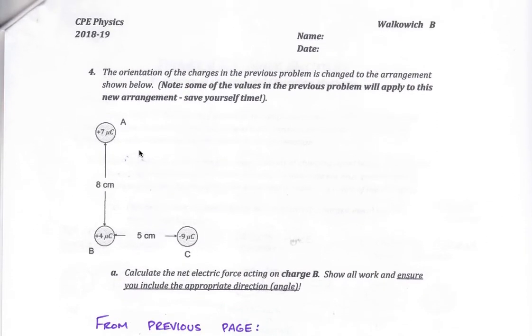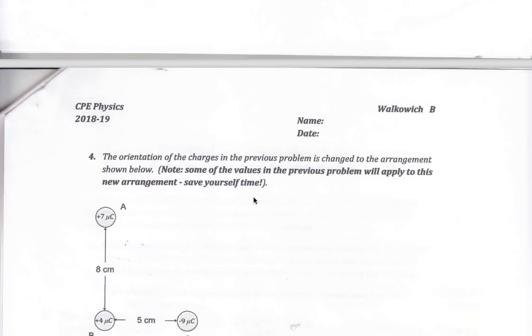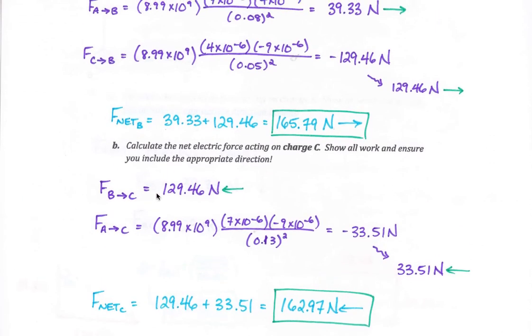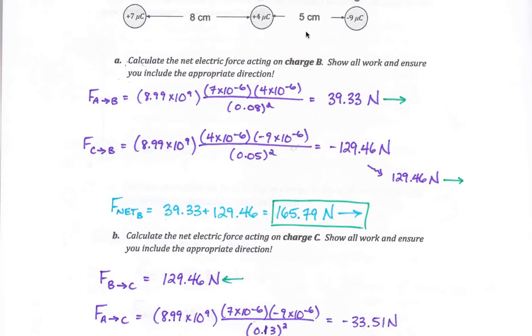Finally, we can save ourselves a bit of time because these charges and distances are the same from the previous problem. So I could just steal the 39.33 and the 129.46 newtons. That's the force between A and B and C. That was just taken from BC and AB. The only difference is because they're not in a linear orientation, my directions may be different.